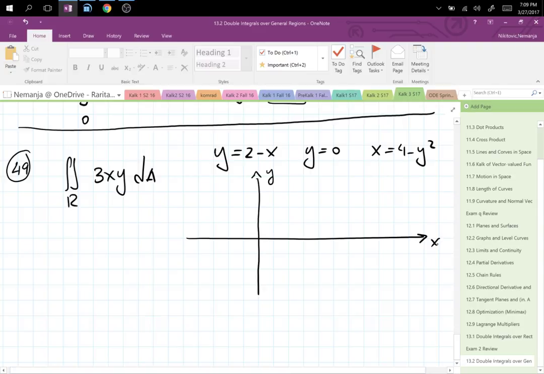I have 2 minus x, so I go to 2 and then minus x. That means a linear line, 45 degrees going downward. So that's 2 minus x. y equals 0 is the x-axis. And then x equals 4 minus y squared. So how does that work out? What is that? Well, when x equals 0, y equals 2, just like the other equation.